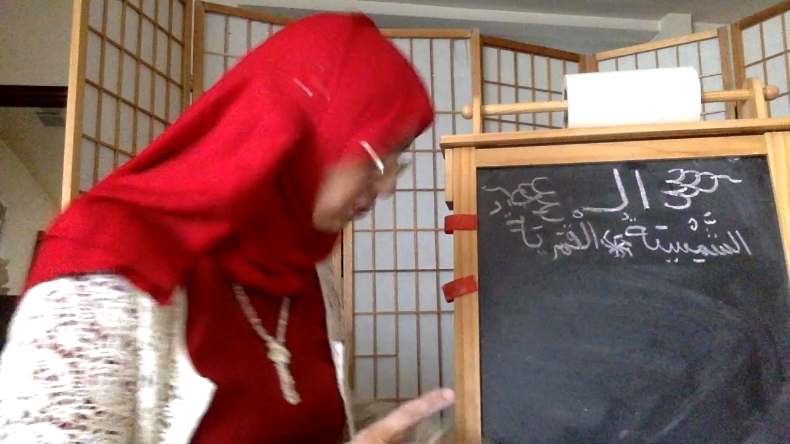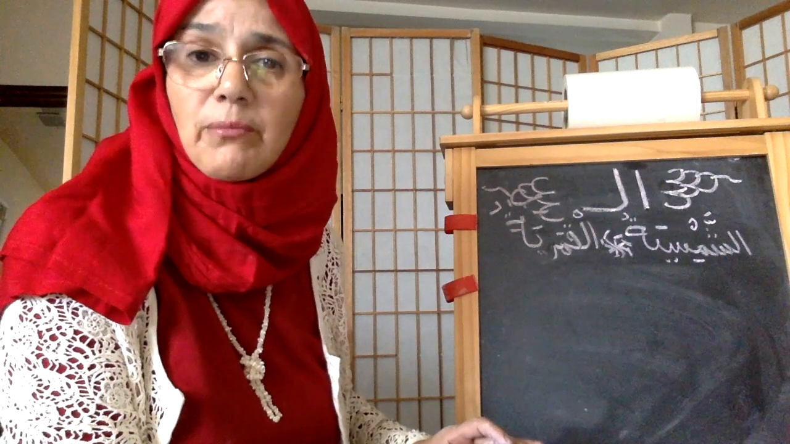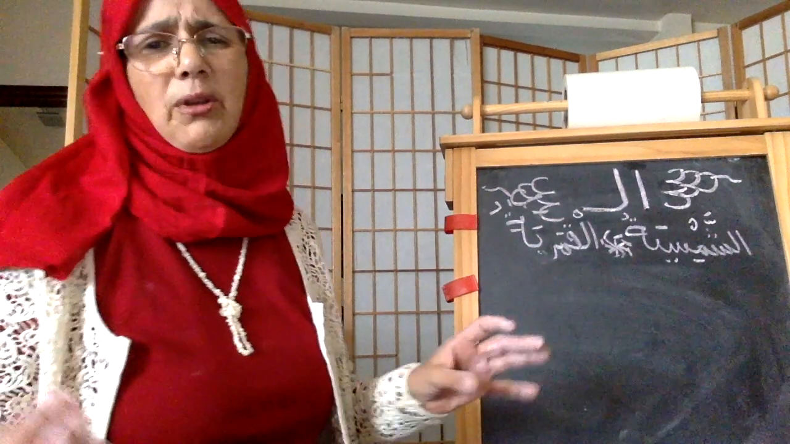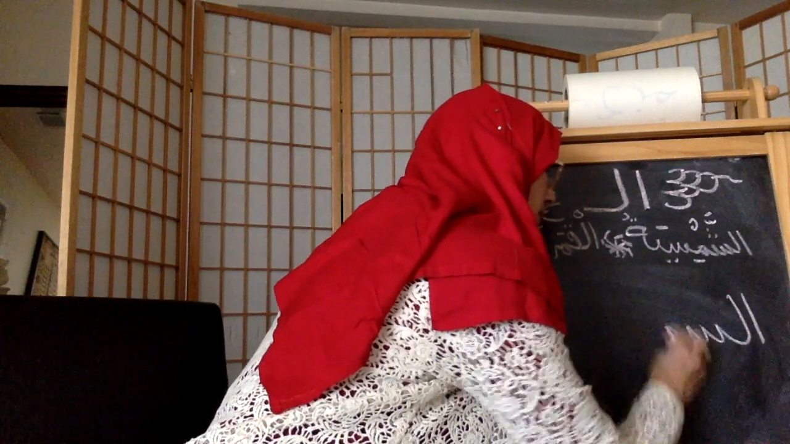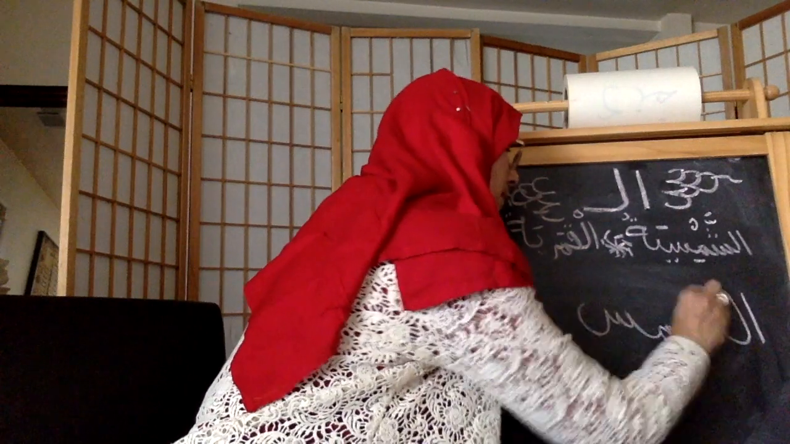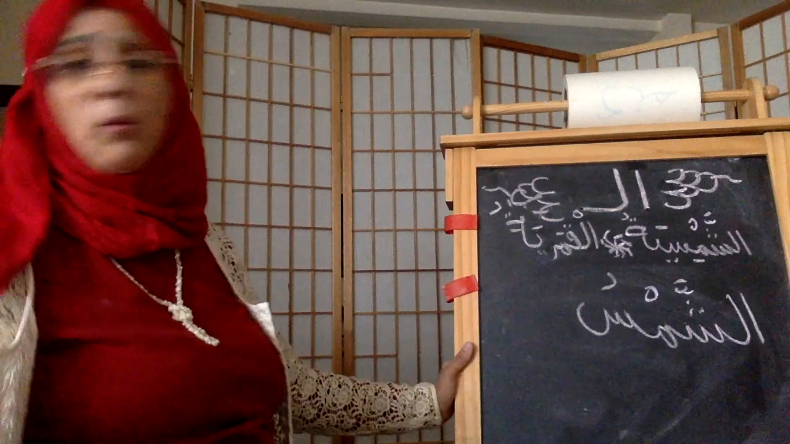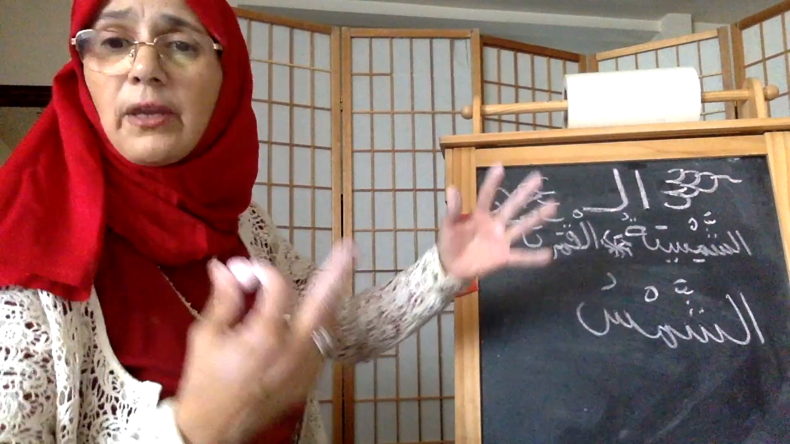Okay, now let's talk about the difference between al-Shamsiyah and al-Qamariyah. Let's use al-Shams and al-Qamar. Al-Shamsu, and let's use al-Qamar. I don't want to go far. I'm going to use just those words here to tell you why they use al-Shams and al-Qamar. Al-Shams means the sun.